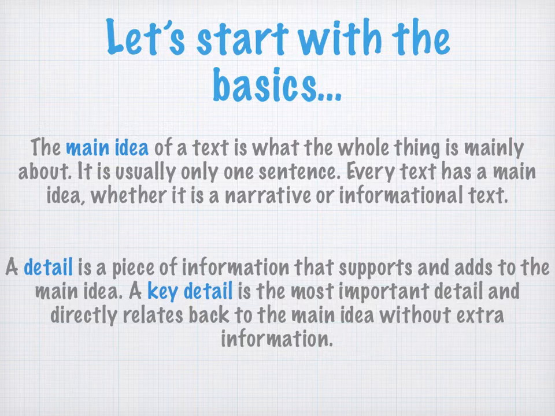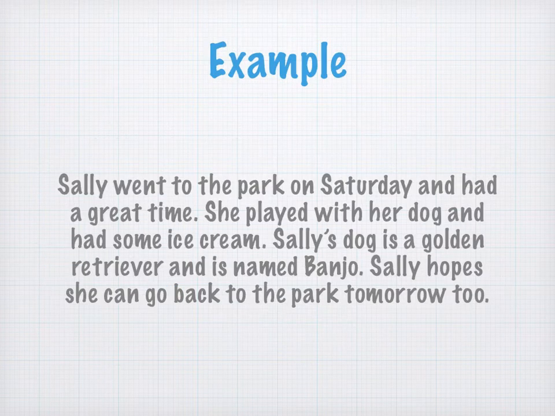So let's see if we can practice this. Alright, so we have an example here. This paragraph says, Sally went to the park on Saturday and had a great time. She played with her dog and had some ice cream. Sally's dog is a golden retriever and is named Banjo. Sally hopes she can go back to the park tomorrow too.